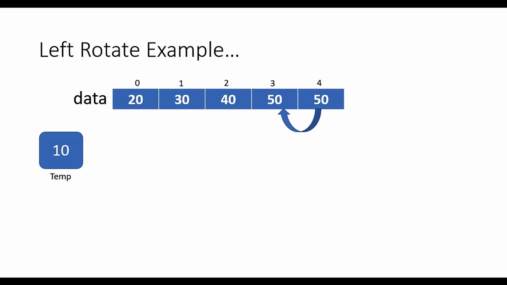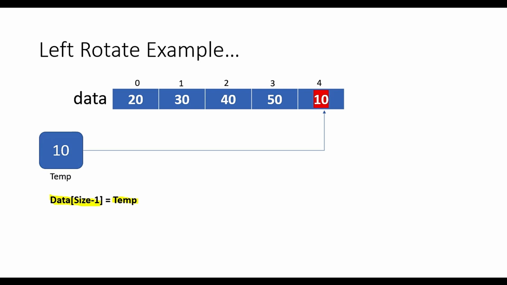So once we are done with one iteration of shifting the elements, we can copy 10 in the end of the array here. So we'll copy 10, and we can say we performed one iteration and the array is left rotated by one position, and we'll write some program statement like this to copy the data from temp in the array.